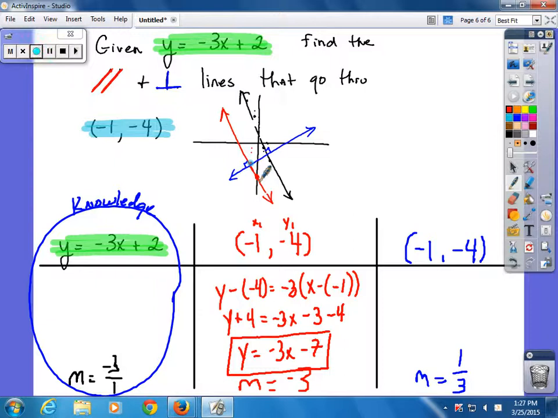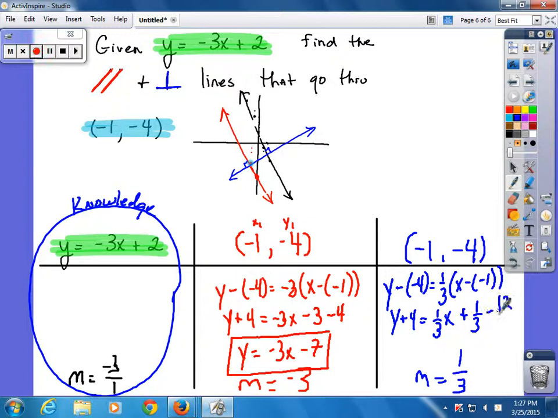All right, now the blue line. Y minus negative 4 is equal to 1/3 times x minus negative 1. Y plus 4 is equal to 1/3 x, that's positive, plus 1/3. Bring the 4 over as minus 12/3. And no, I'm not going to tell you where that came from. You should know. Y is equal to 1/3 x minus, what's 1 minus 12? Negative 11/3.